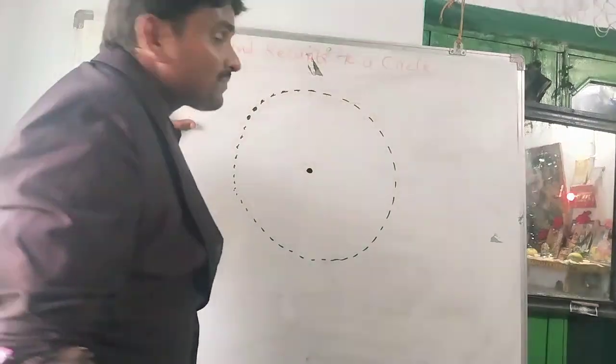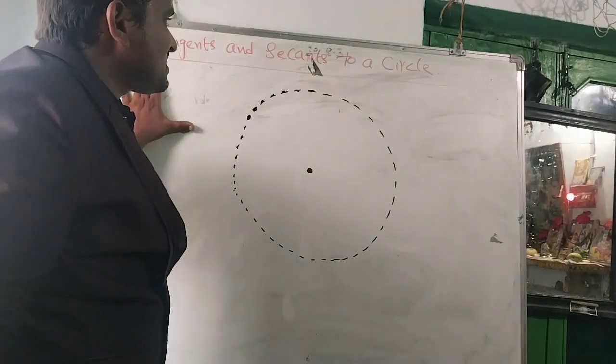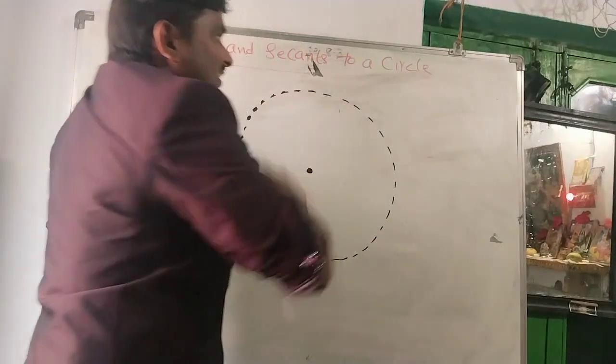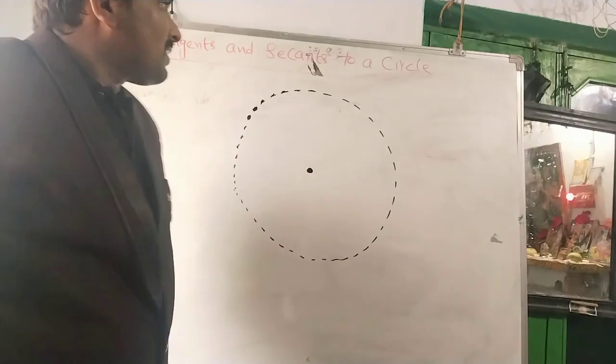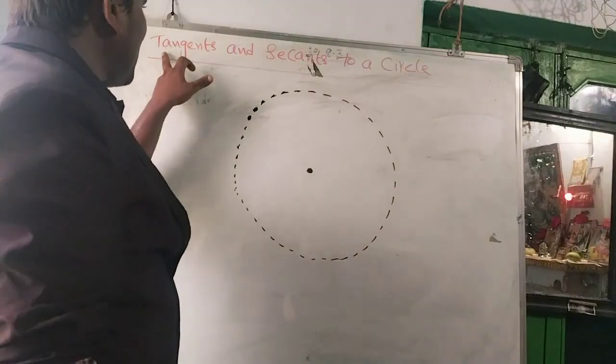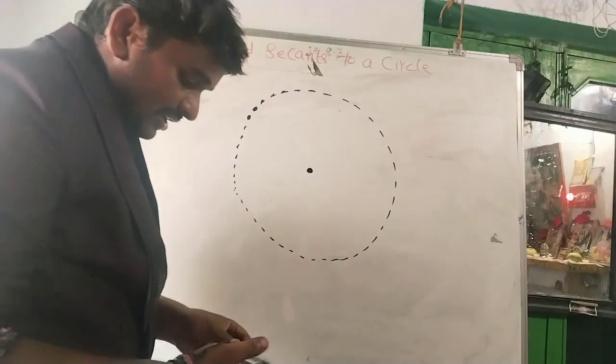Let us see what is tangent and what is secant to a circle first. Okay, what is our lesson name? Tangents and secants to a circle.